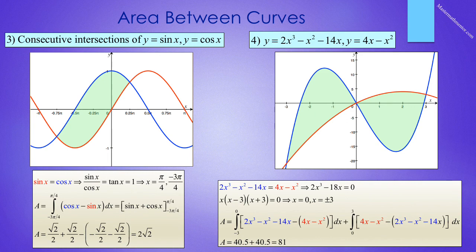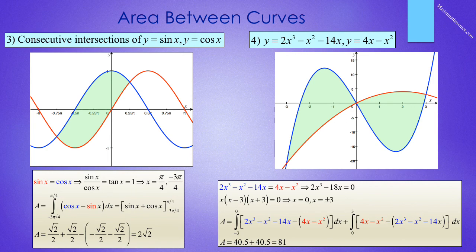So our first integral will be the top blue curve minus the bottom red curve evaluated from negative 3 to 0. So we have the integral from negative 3 to 0 of 2x cubed minus x squared minus 14x minus the quantity 4x minus x squared dx. The second integral is the red curve minus the blue curve, or the integral from 0 to 3 of 4x minus x squared minus the quantity 2x cubed minus x squared minus 14x dx.